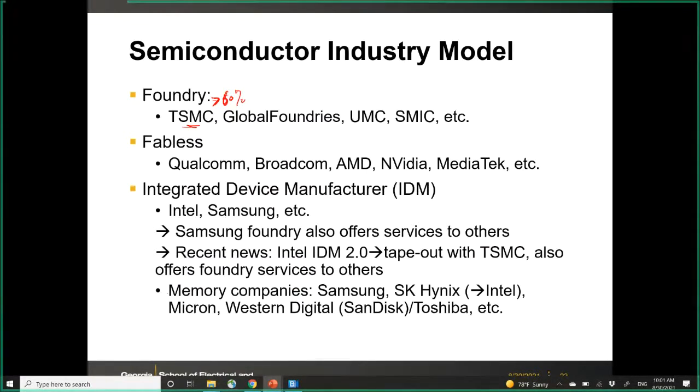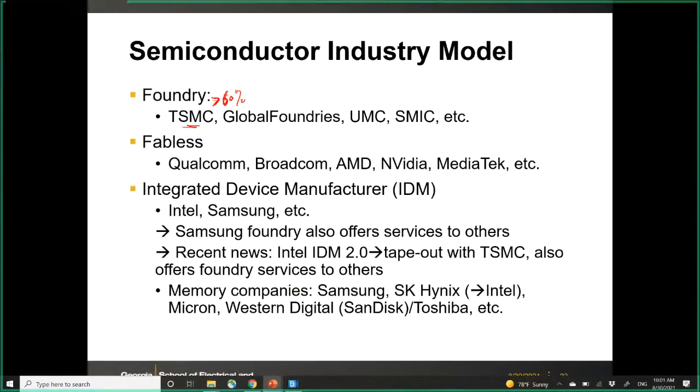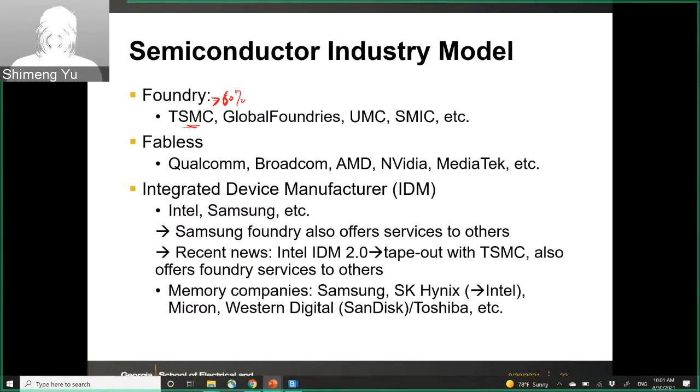And then the last category is memory companies. Those are the standalone memory companies. They are a little bit different. They are more like IDMs, because design and fabrication are together. Like Samsung, of course, a big player in the memory business, and also SK Hynix.